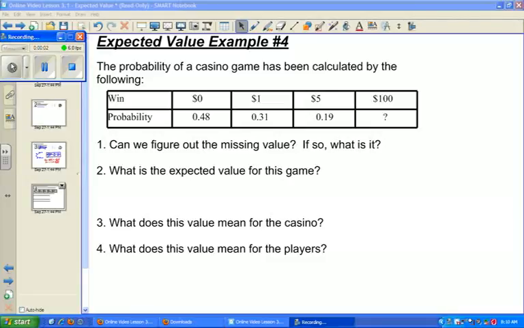Okay, here's the last example that we're going to look at today on expected value. I know it says number 4, but this is our third example. The probability of a casino game has been calculated by the following.